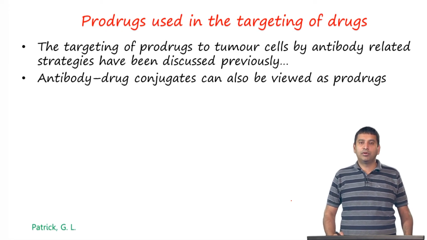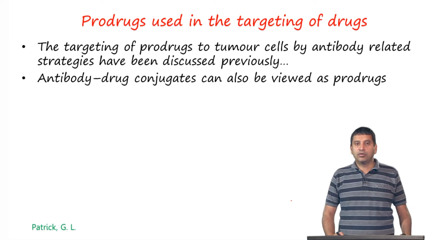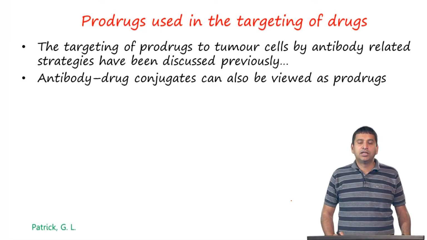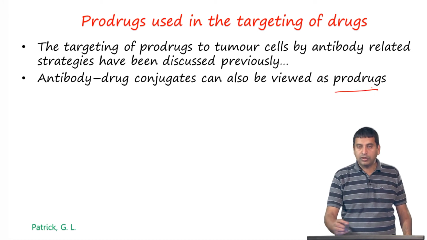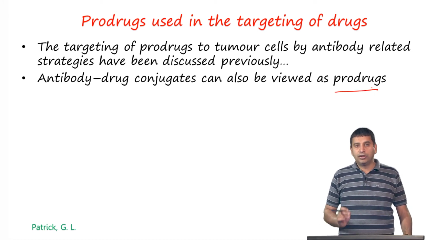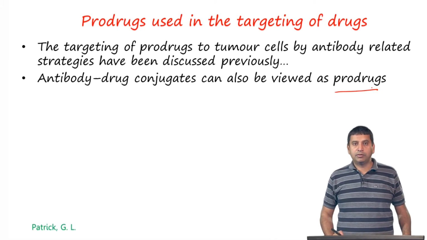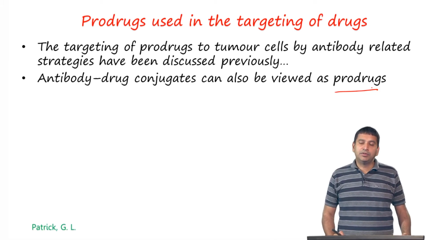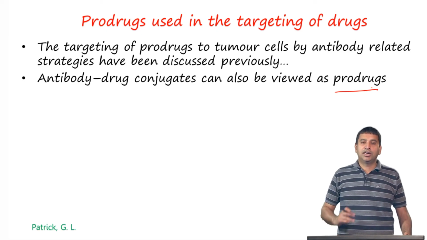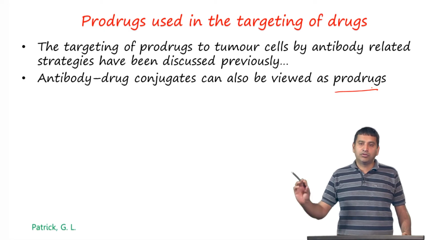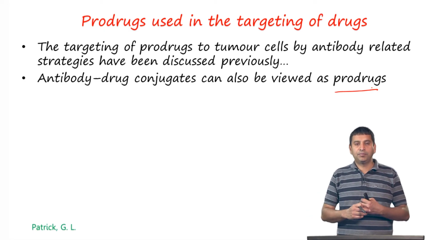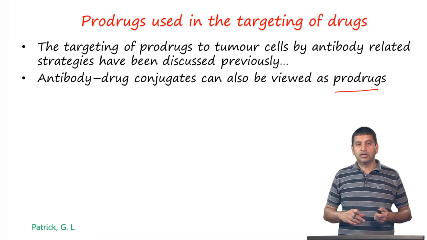For example, we have already looked at a lot of antibody drug conjugates, and these can also be viewed as prodrugs in some form. We have already discussed this previously, so we will not spend much time, but these antibodies are highly specific towards their antigens, and the tumor cells present these antigens on their cell surface. So the antibody goes and binds to this antigen, and along with it, it can take the drug with it.